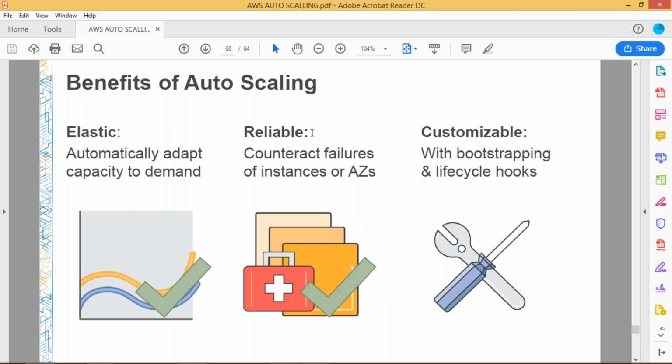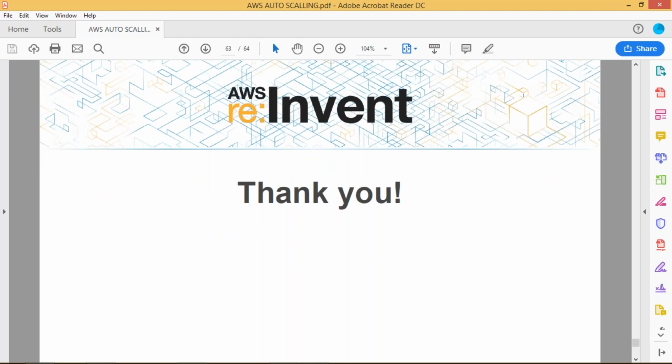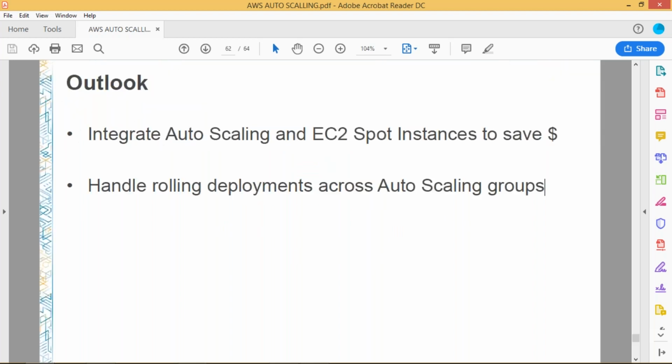We came to know that the labels are also important, and customization with bootstrapping and lifecycle hooks. So we can create all sorts of things. Auto scaling with spot instances to save cost, and handling rolling deployments across auto scaling. So different deployments you can go through with auto scaling. So that's the end of this particular slide, right? Any questions, any doubts you want to ask about EC2 instances, AWS, the CloudWatch we talked about in this.